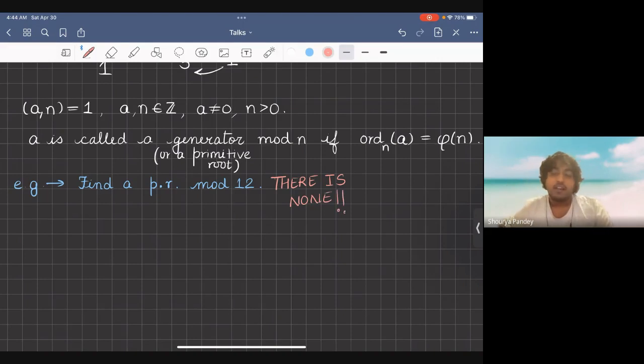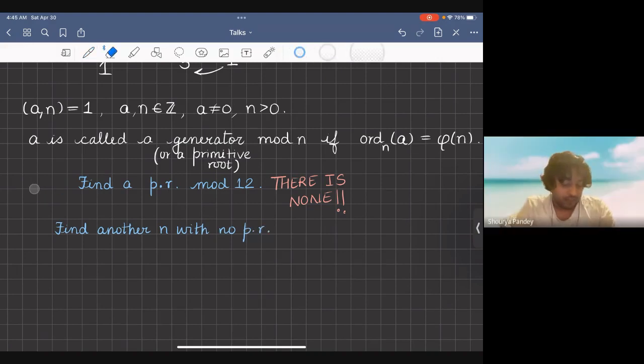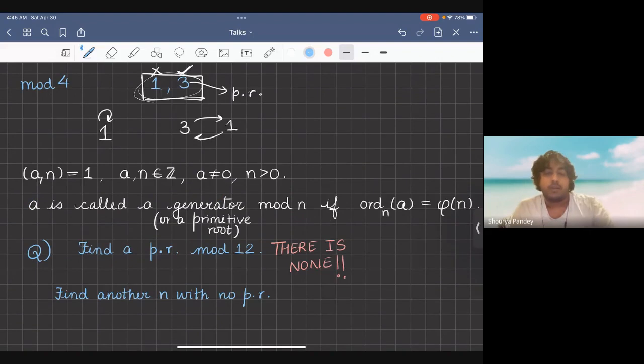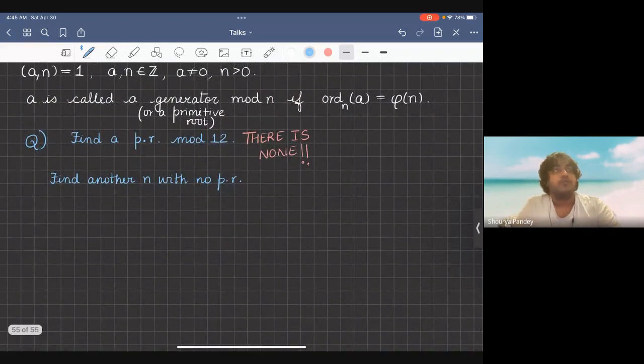So that means there are natural numbers n for which there are no primitive roots. Can you find another n with no primitive roots? I think 5. Well, 5 has a primitive root. 2 is a primitive root, right? 2, 4, 3, 1. Even 3 is a primitive root. It's just 2 inverse.